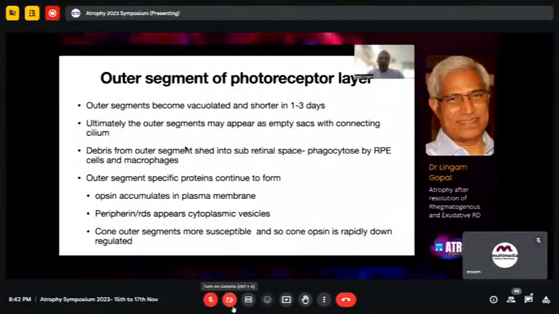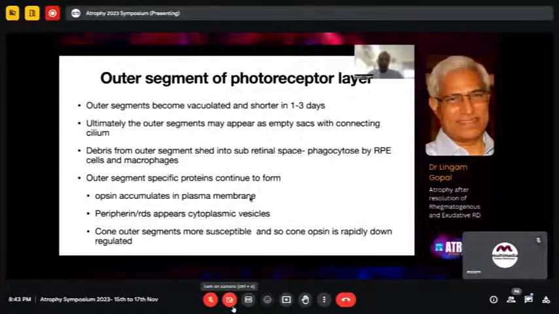Outer segments become vacuolated and shorter in 1 to 3 days' time, ultimately becoming empty sacs, but the cilium is retained. Debris from the outer segment are shed into subretinal space where they are phagocytosed. However, the outer segment specific proteins continue to form, and once they are formed, they are not being processed properly by the retinal pigment epithelial cells, and hence they accumulate at odd locations within the cell.